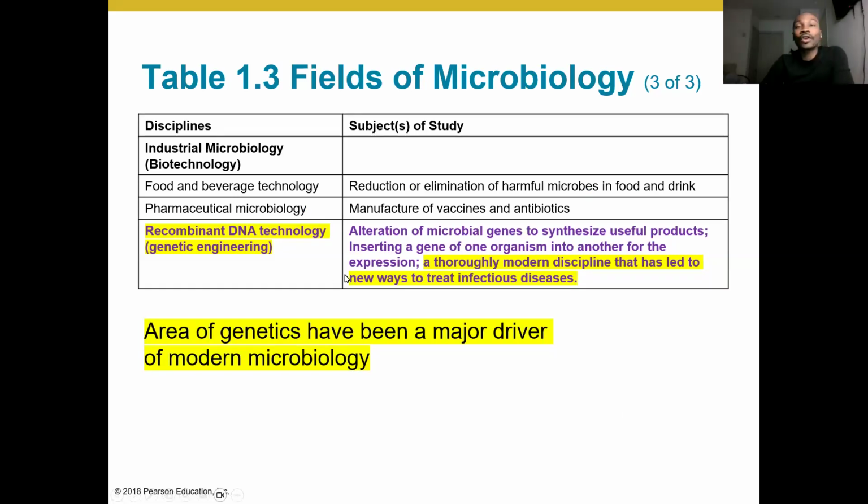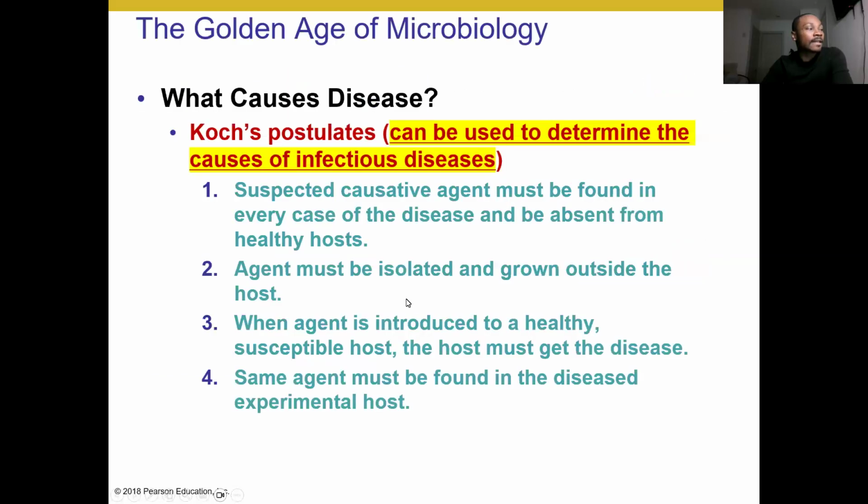Where we thoroughly use this modern discipline as a new way to treat infectious diseases. And of course, the area of genetics has been a major driver in modern microbiology. Remember this. Remember Koch's postulates too. Koch's postulates can be used to determine the cause of infectious diseases.